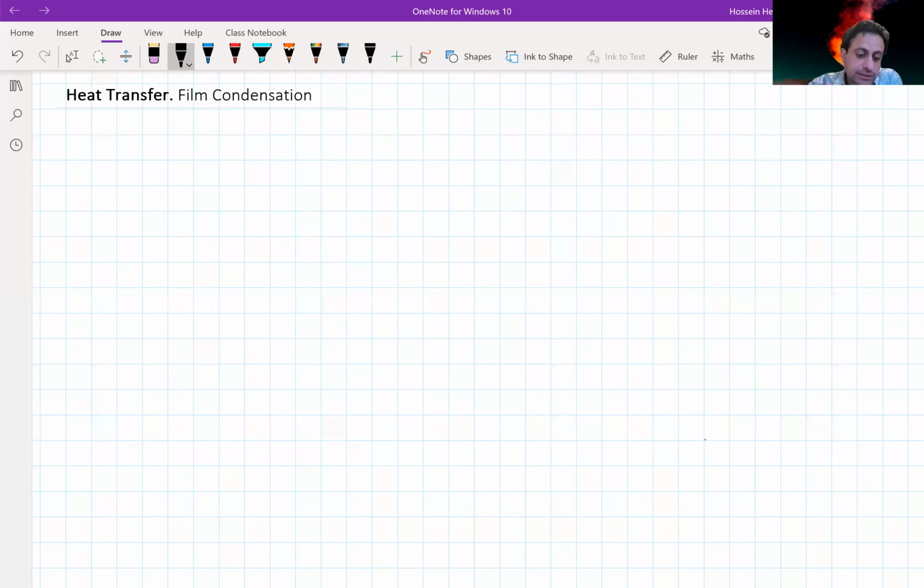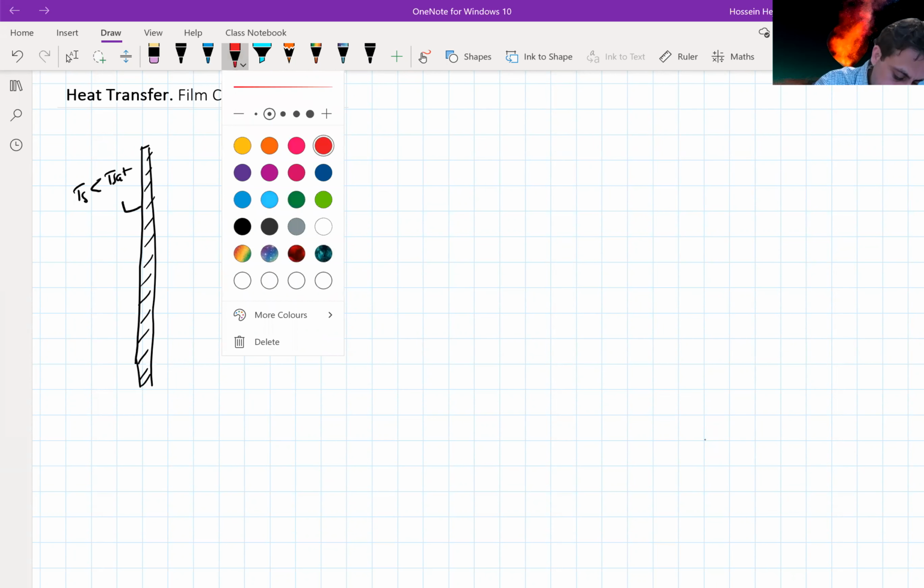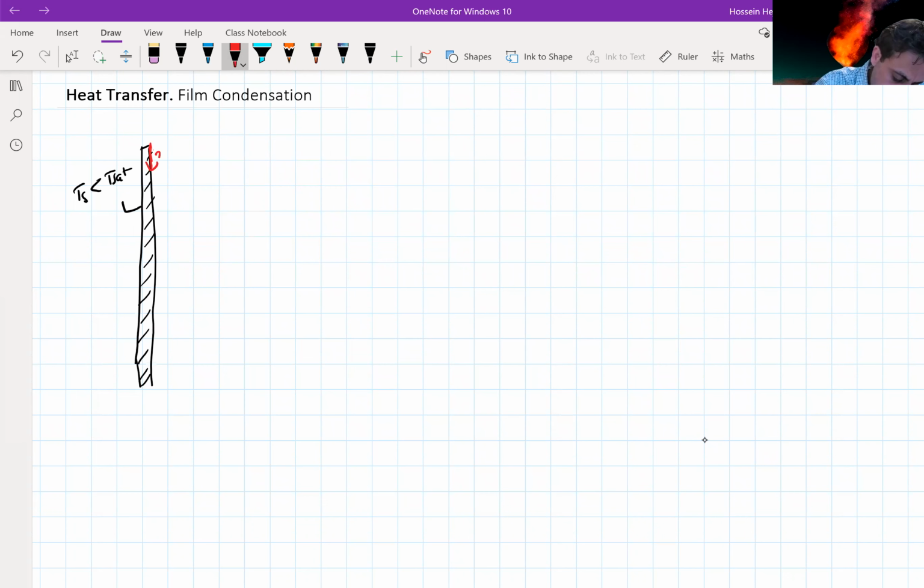Let's have a closer look at film condensation. Assume that we have a vertical plate which is at a surface temperature less than the saturation temperature, and assume this is the x direction and this is the y direction. If it is exposed to a vapor at the saturation temperature Ts, what's going to happen here is we're going to have formation of condensation.